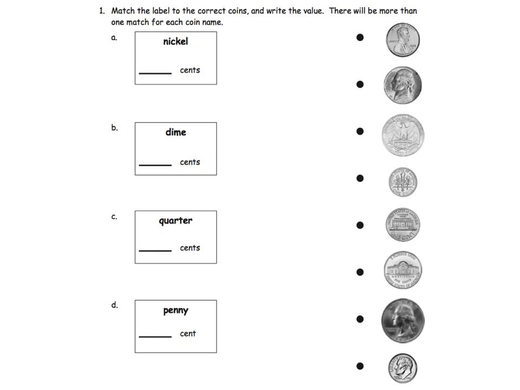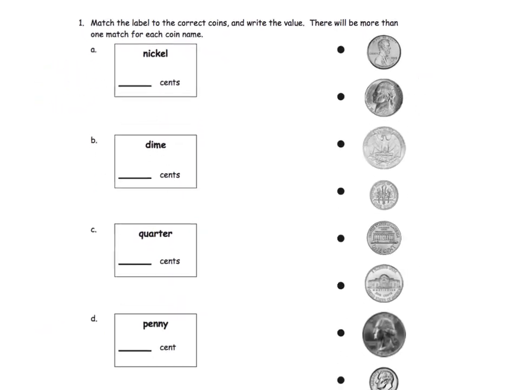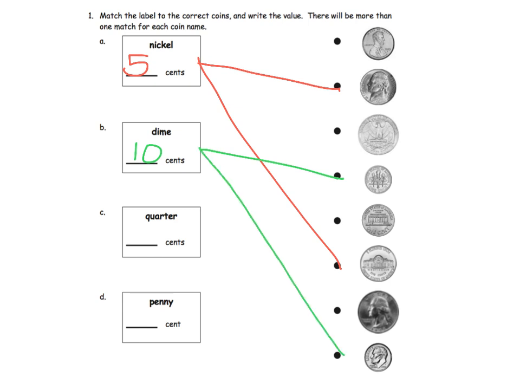So here the directions say to match the label to the correct coins and write the value. There will be more than one match for each coin name, and that's because we have heads and tails. I'm not going to do a lot of this because I think parents and teachers understand coins even in the Common Core era. But the idea is, what's a nickel? We need to recognize what the nickel looks like, and we need to recognize the value of that nickel. The value of that nickel is 5 cents. And we can see that a nickel goes there, and a nickel goes there. So what's the value of a dime? The value of a dime is 10 cents. And where do we see a dime? There's the tails side of a dime, and way down there is the heads side of the dime.